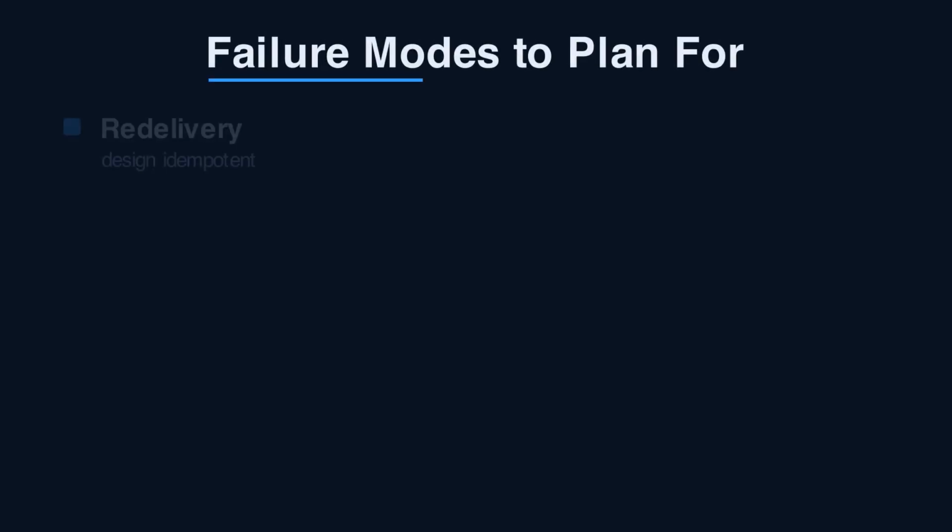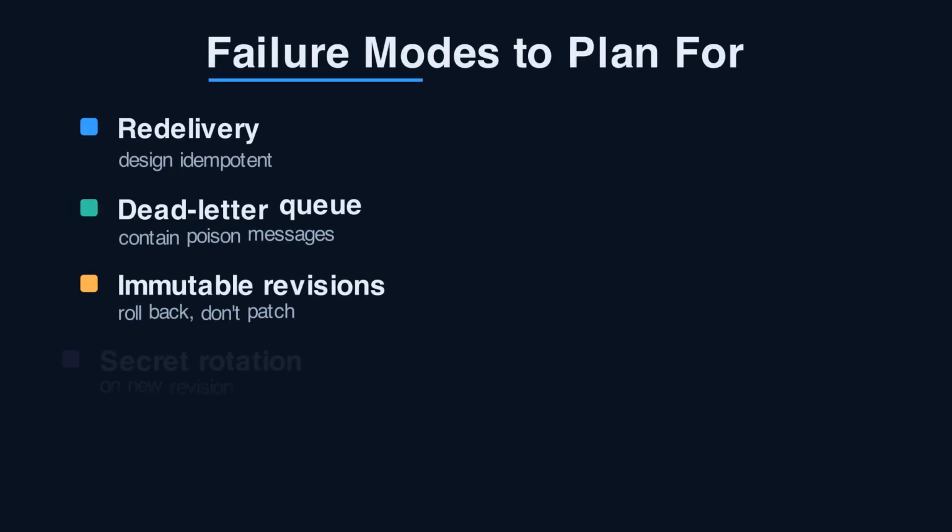Every box on this diagram can fail, so design for it. If the worker crashes mid-job, Service Bus redelivers the message after the lock expires, so make your handler idempotent or you'll process twice. Poison messages should land in a dead letter queue, not loop forever. If Key Vault is briefly unreachable, the platform caches secrets at revision start but won't see rotations until the next revision, so plan rotation as a deployment.